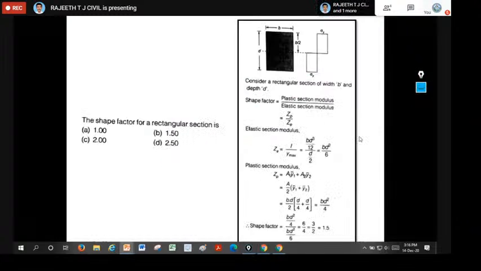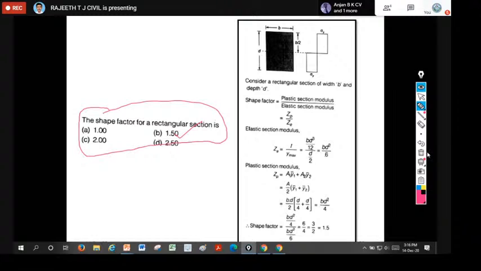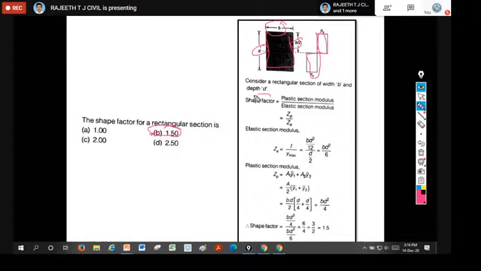Okay, next. This was another question. The shape factor for a rectangle is 1.50, and you should remember this value. Now we are going to see how to calculate this. Take the rectangle shape, where width is B and depth is D, with D by 2 marked, and this is the stress block diagram you have taken. We know that the shape factor is plastic section modulus to elastic section modulus, that is ZP by ZD.